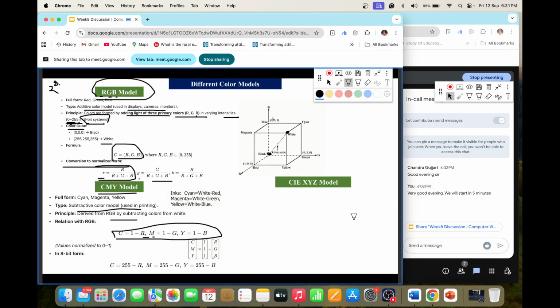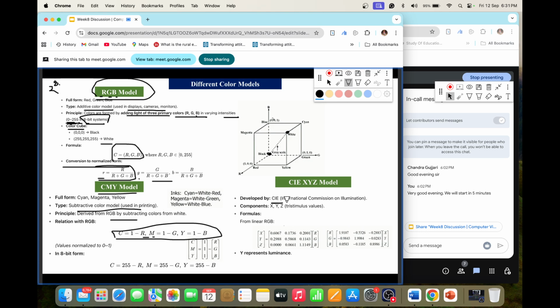Now we have this CIE XYZ model. CIE is the International Commission on Illumination. They have given color in these three forms, X, Y, Z. These are called tri-stimulus values, and this can be calculated by this formula. So if you have the RGB and you have this matrix, and you multiply this matrix with the RGB values, you can get the XYZ values. So that is known as the CIE XYZ model. And here Y is important. Y represents illuminance, so Y is actually important in this. So this is the CIE XYZ model.